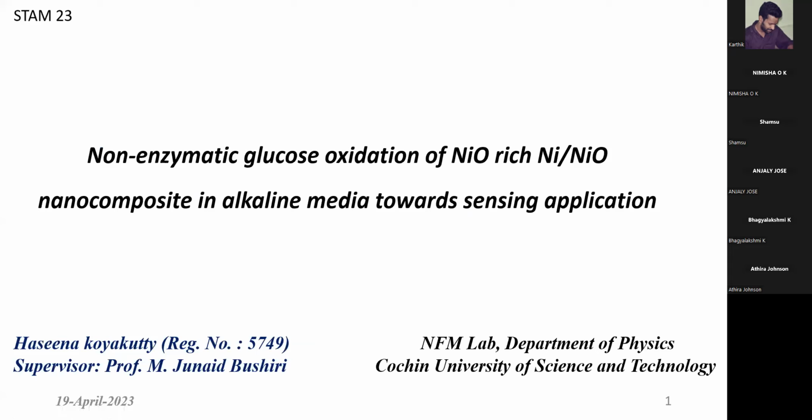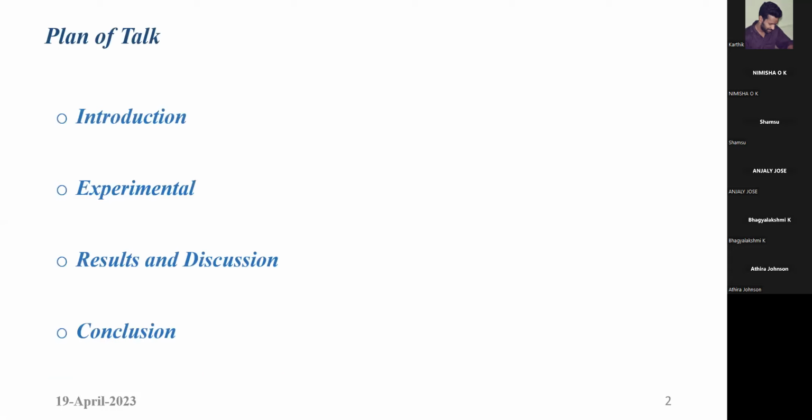Good morning. Myself, Hasina Koikutti, doing research under the supervision of Professor M. Junaid Bushri, Cochin University of Science and Technology. Here I am going to present my work entitled Non-enzymatic glucose oxidation of nickel oxide-rich nickel-nickel oxide nanocomposite in alkaline media towards sensing application. Plan of talk.